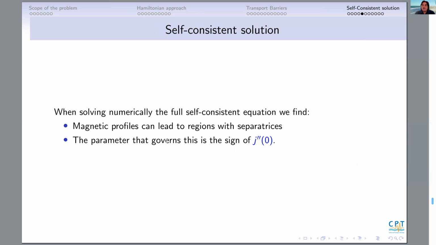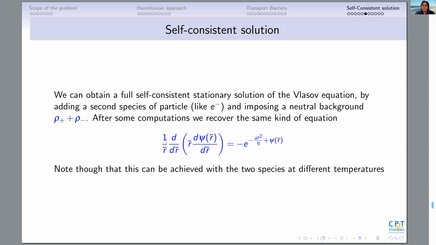And as I said, the magnetic profile can lead to regions with separatrices, but this is governed by the sign of J0. When there is only one direction that is self-consistent, we cannot find J0 changing sign. Before I continue, we can also add two species, the electrons and the ions, and do the same kind of procedure. They could have different temperatures, but in the end, to be self-consistent, we end up with the same kind of problem, with just one equation that is a bit different.